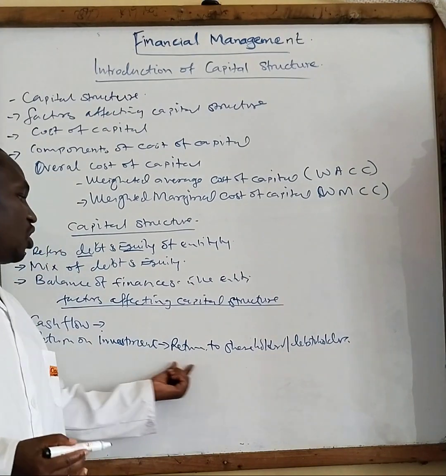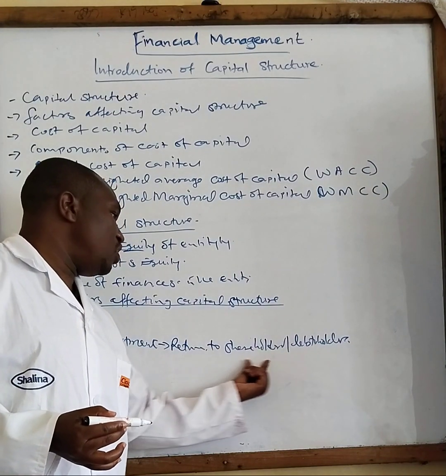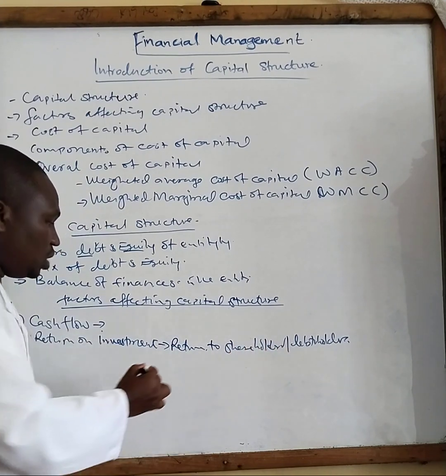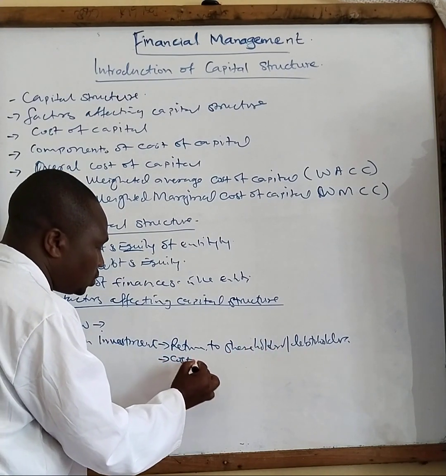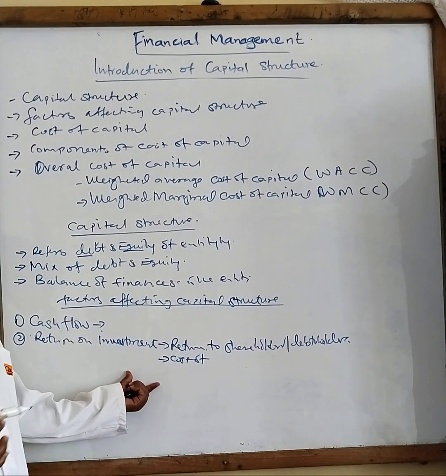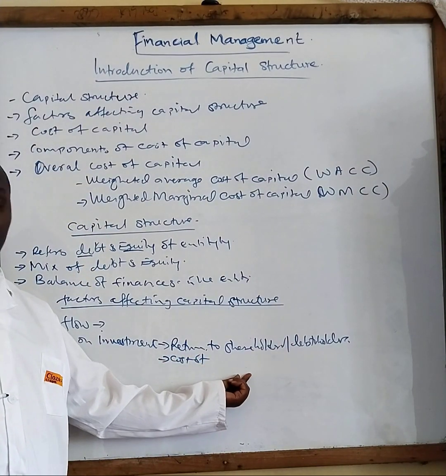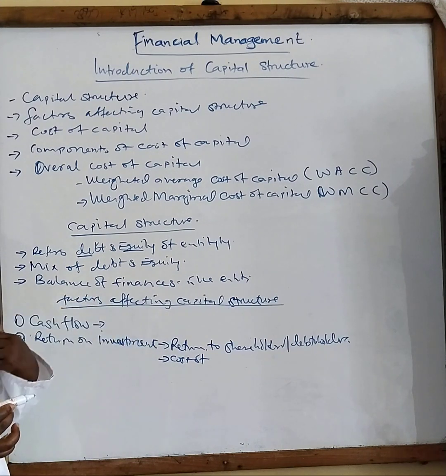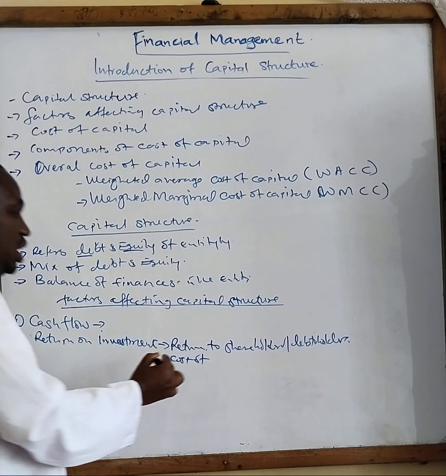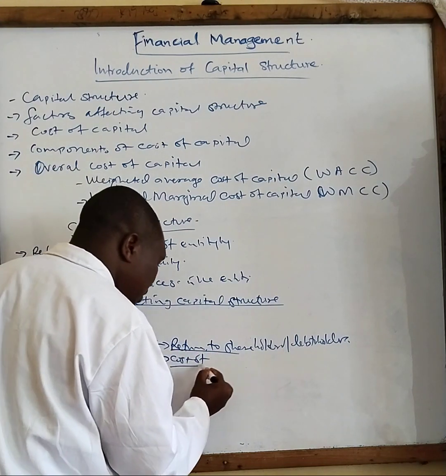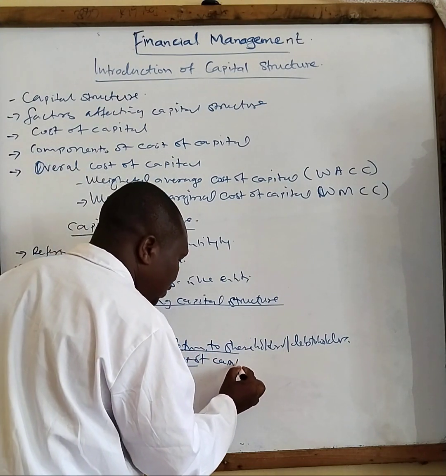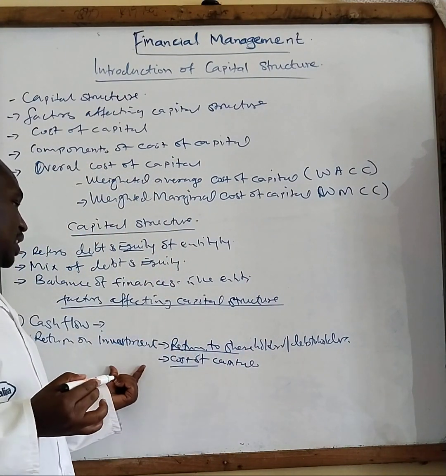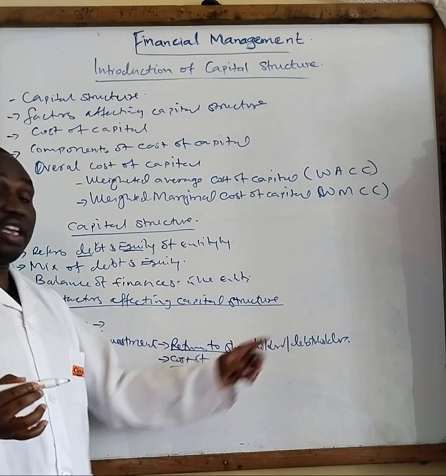So if the return to the shareholders is higher than the cost of capital itself, then the best option is to bring in more shareholders. When we talk about return on investment, we are talking about comparing the income against the expenses. So if returns are more than the cost of capital itself, then we can say that it is good to have a capital structure that is made up of shareholders or a debt return.